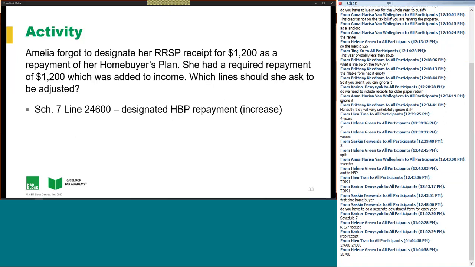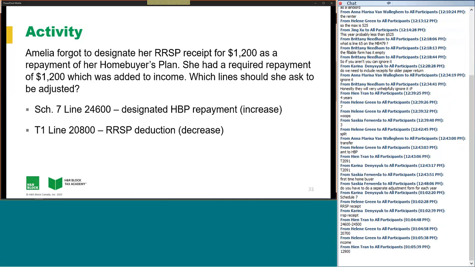What else are we going to change? Schedule 7. So we're going to designate the repayment on the Schedule 7, change that line number, change the RSP deduction, but I'm not done yet. If I send this in, the CRA will very happily take away her deduction and turn it into a repayment. What other line should we be thinking of? What happened initially on her return when she didn't repay the Home Buyers' Plan? She had income. If I want them to adjust the income line, I have to ask them to. They will not voluntarily do it. They'll take the deduction away if you ask them to take the deduction away, but they won't take the income off if you don't ask them. So this would be a 3-line adjustment on my T1-ADJ.